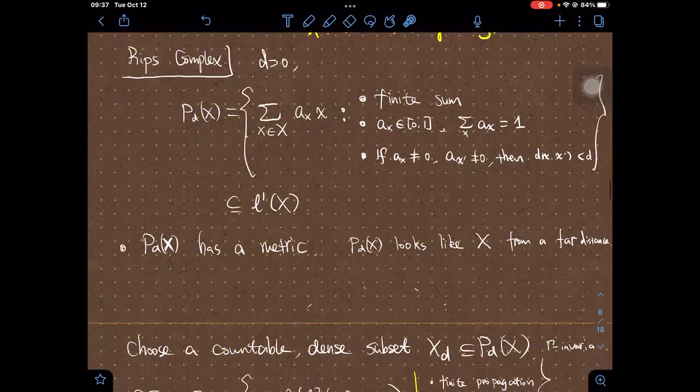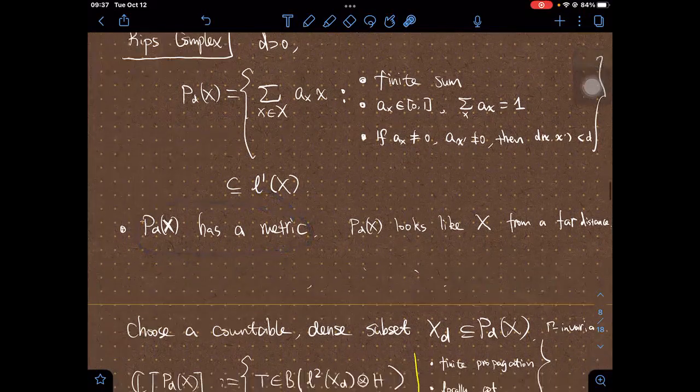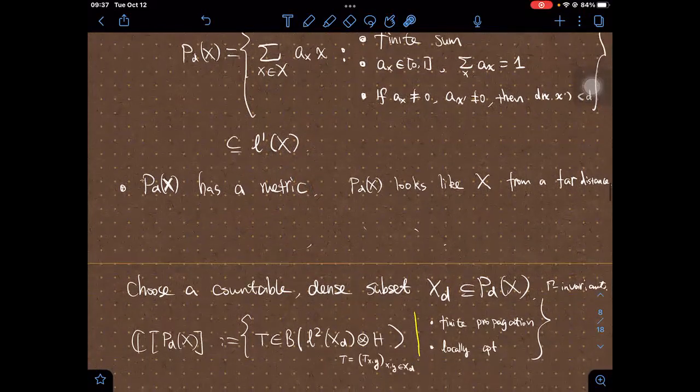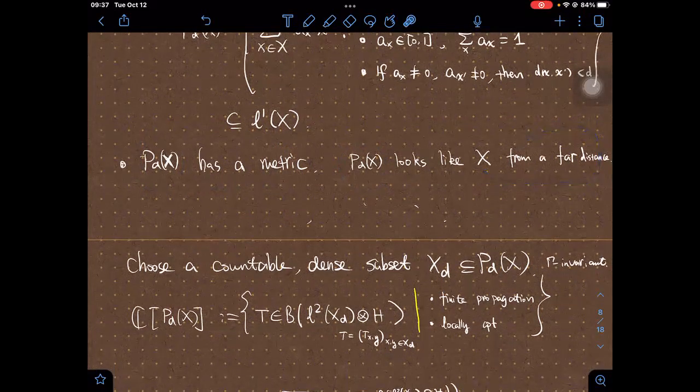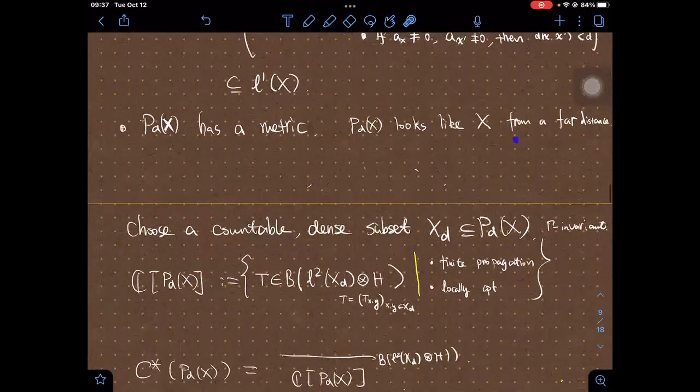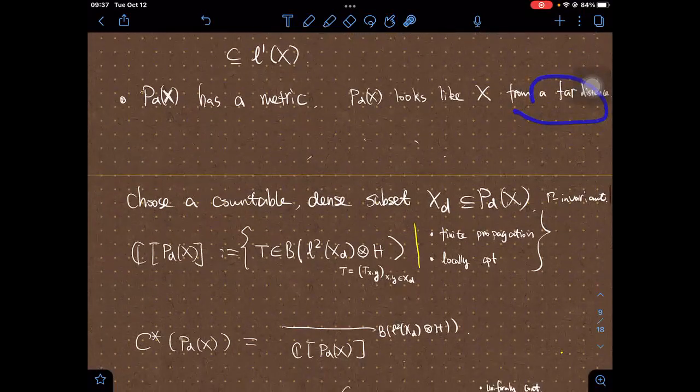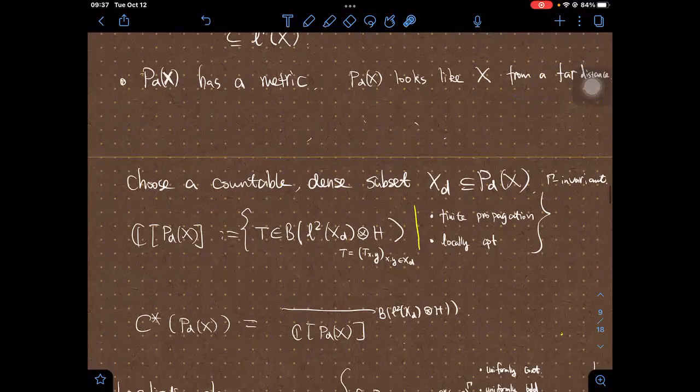And this is a topological space, and it also has a metric, which is called a spherical metric. The idea to put the spherical metric on this Rips complex is that we want P_d(X) to look like X from a far distance. I will talk about this later. What does it mean to look at this space from a far distance?